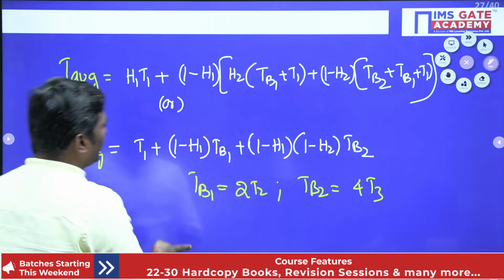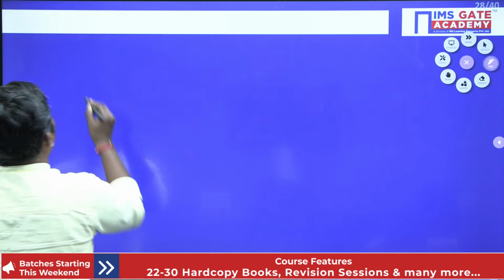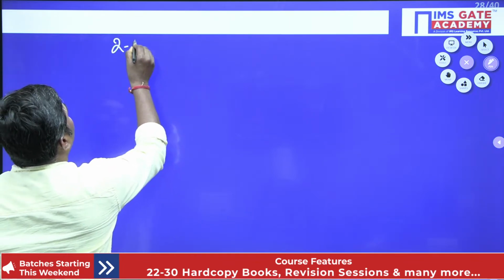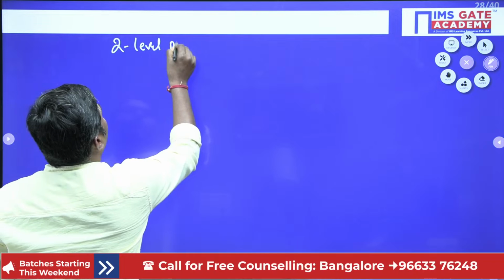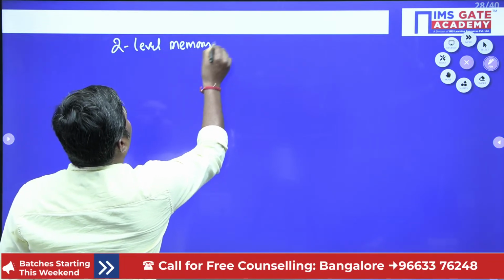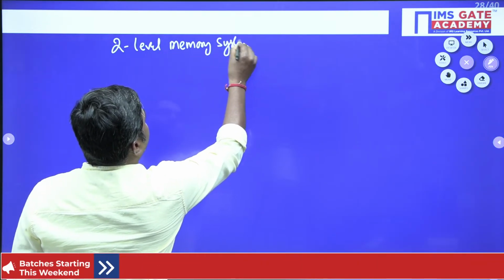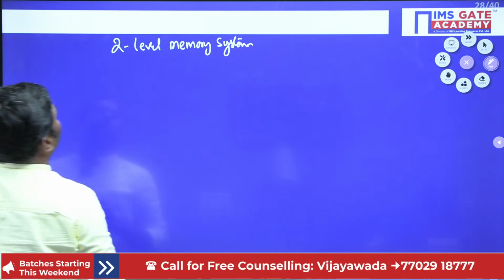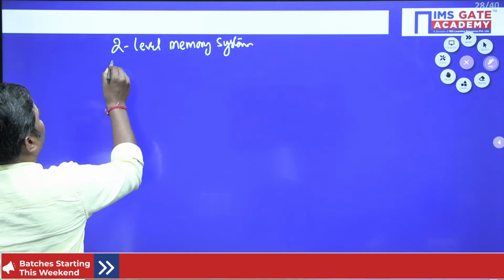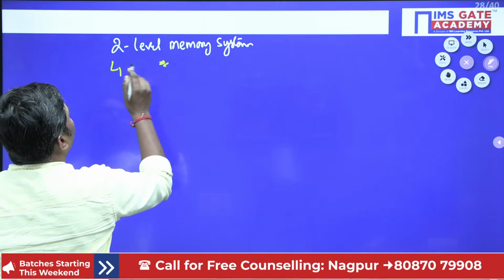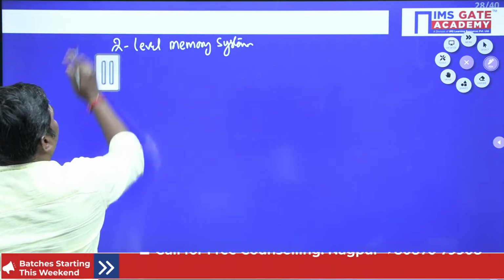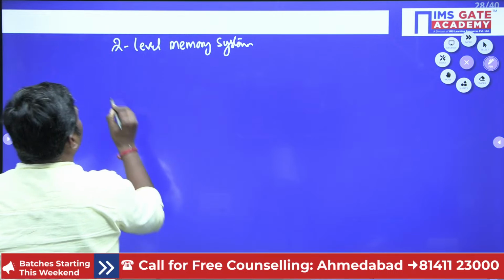So we'll see 1 or 2 questions in this area, all of you. So let me write the question, one question. Consider a 2-level memory system. L1, L2. So L1, please understand, I am writing here. Consider a 2-level memory system.